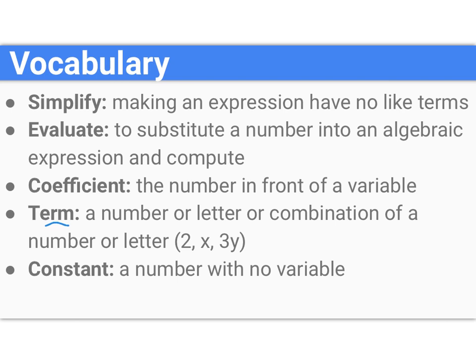So the word term. A term is a number, a letter, or combination of a number and letter. So these are all different terms because they have different variables in them. Well, except for 2. 2 is a constant. And a constant is a number with no variable. It is what it is.